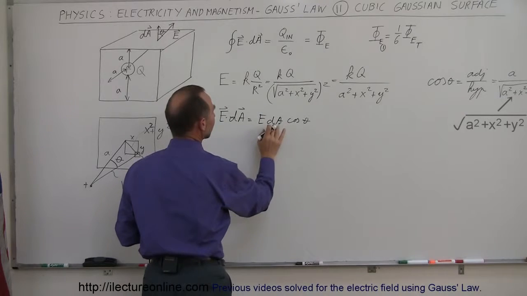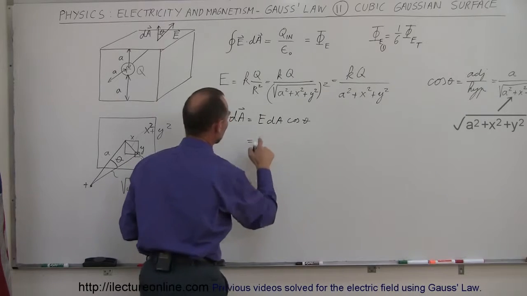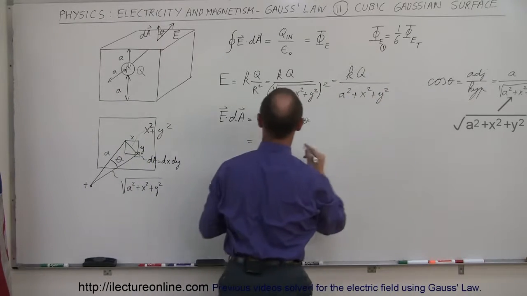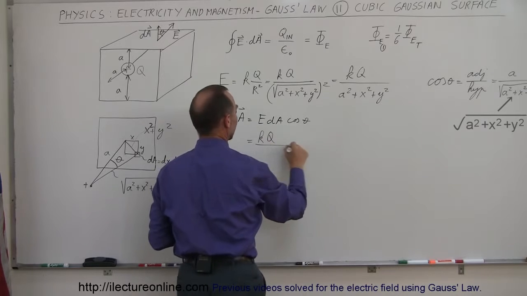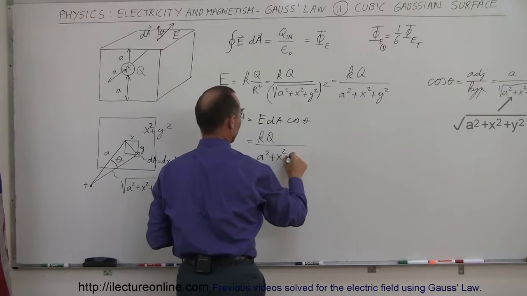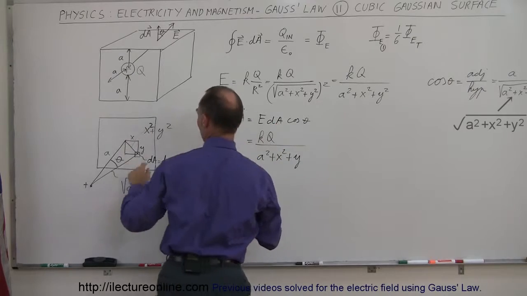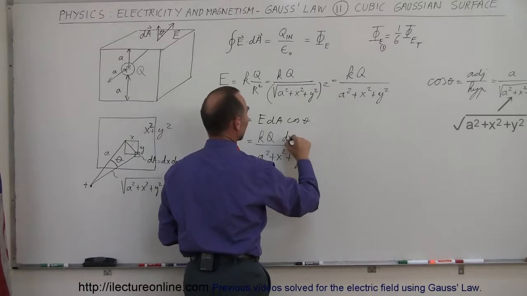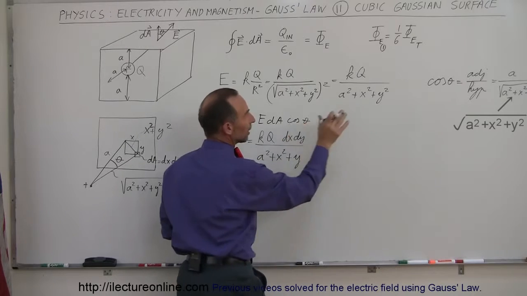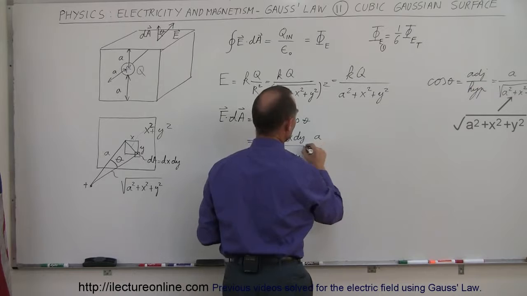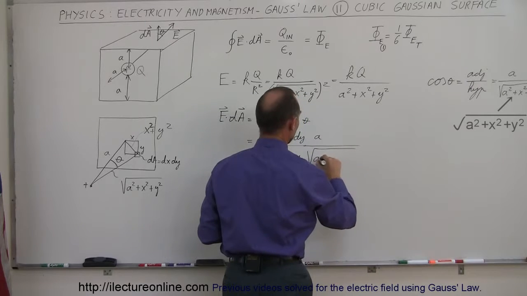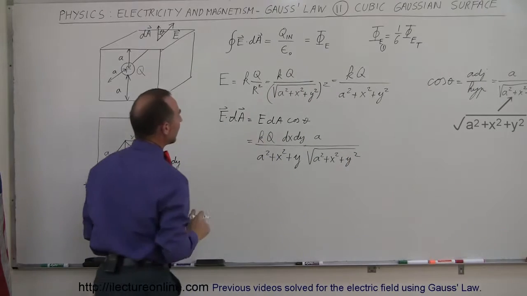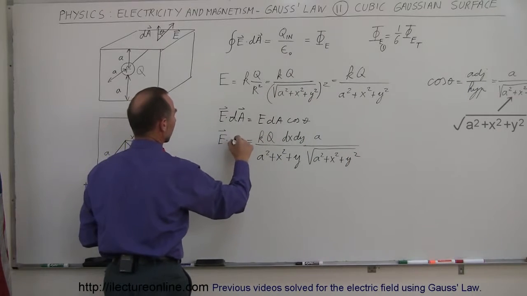So we can write E dot dA as E times the cosine of theta. E would be equal to this quantity right here: k times Q divided by a squared plus x squared plus y squared. dA, that's a small little area element right here, simply would be dx times dy. And the cosine of theta would be equal to a divided by the square root of a squared plus x squared plus y squared. Okay, that would be E dot dA.